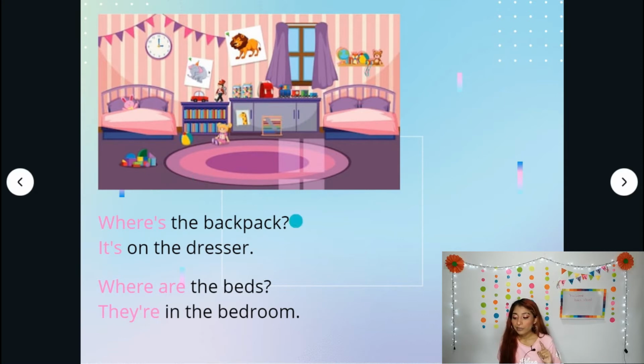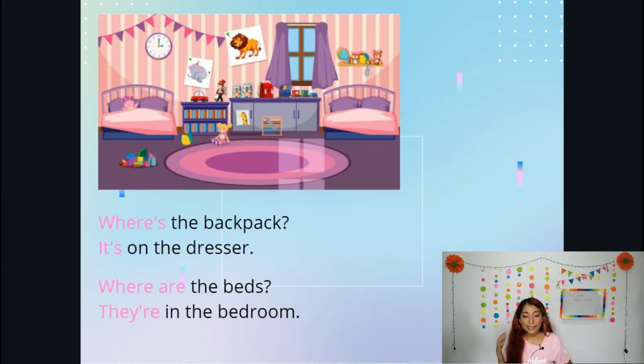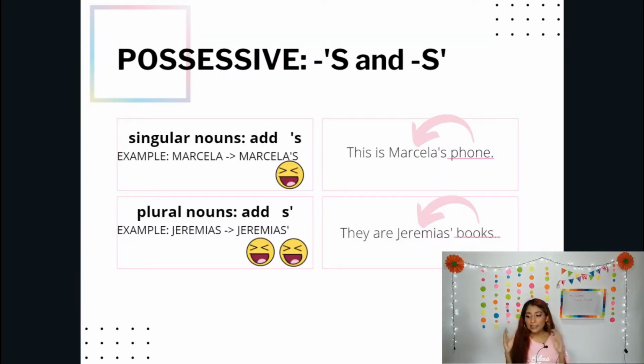When we have singular, like a backpack, because we have only one backpack, we're going to ask, where's the backpack? And you're going to say, it's on the dresser. Okay, this is singular. What happens if we have plural? Well, we are going to say, where are the beds? And the answer is going to be, they're in the bedroom. Okay, later in the next classes, next week, I'm going to show you some other examples so you can keep practicing. Now we are going to go to the next topic, and it's much easier.